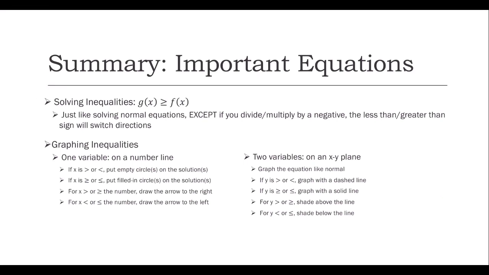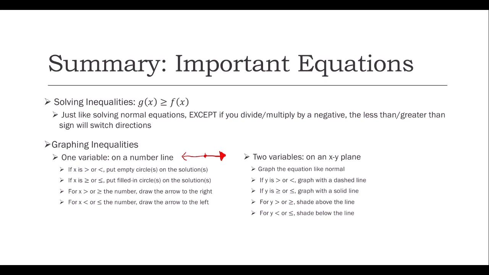In summary, solving inequalities is just like solving normal equations, except if you divide or multiply by a negative, the less than or greater than sign will switch directions. For graphing inequalities, if you have one variable, you'll graph it on a number line like this. If it's greater than or less than, you'll put an empty circle on the solution. If it's greater than or equal to or less than or equal to, you'll put a filled in circle on the solution. If it's greater than or equal to, then you'll draw the arrow to the right, and if it's less than or equal to, then you'll draw an arrow to the left.